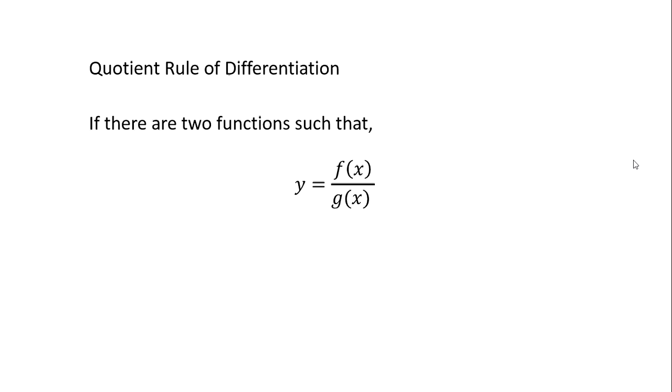So first of all, let's look at our rule. If there are two functions such that y equals f(x) divided by g(x), once we differentiate that using the quotient rule of differentiation, it will be like this.